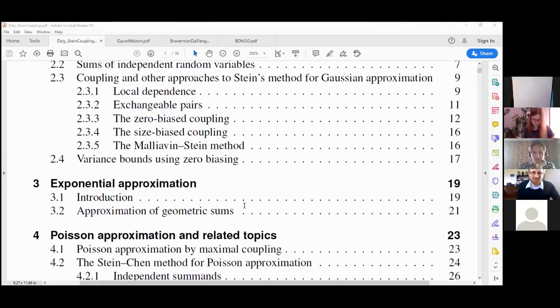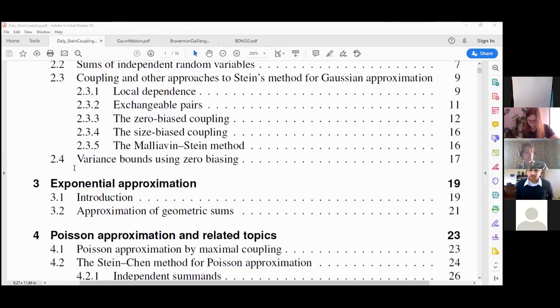to geometric sums, so sums of a geometrically distributed number of IID variables. We'll talk about that in a little bit. Once we've talked about that, that's an excellent point to pause and address one of the comments or requests from last week, which was to say something about how these techniques can be used in a queuing setting. So I'll say a little bit about that there.